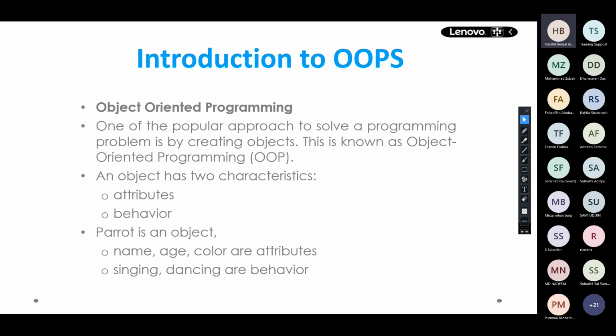Now, one of the popular approaches to solve a programming problem is by creating objects. Let us understand what is OOPS and how it works. OOPS is a very major topic, because in Python specifically, the whole core of Python, everything that we use, is basically created using OOPS only. So that is why it is an important topic here.